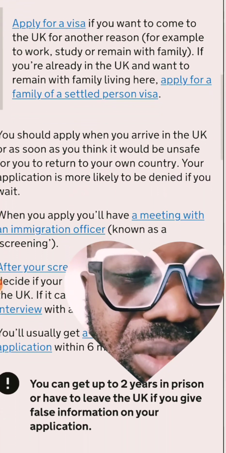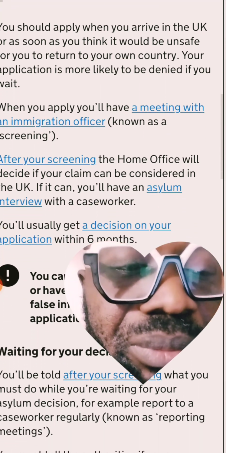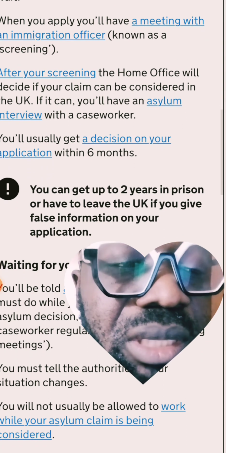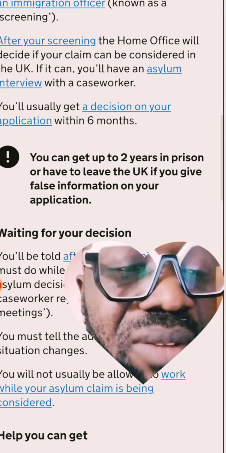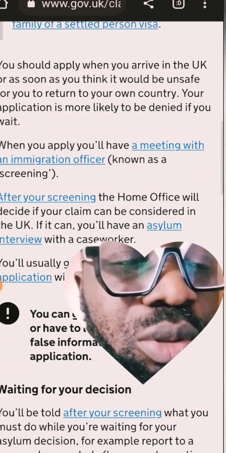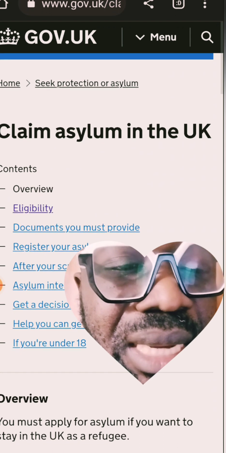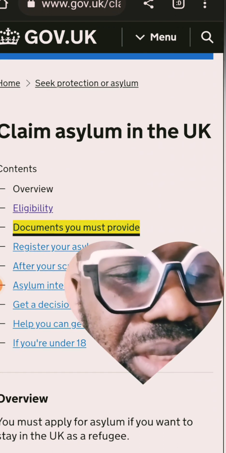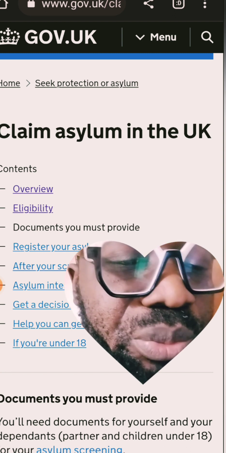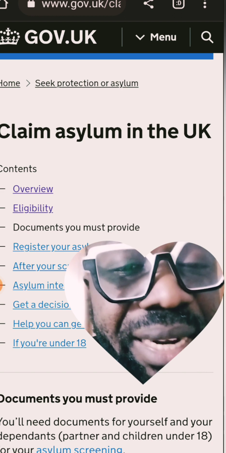But if you're staying with someone else, you need a recent letter, less than 3 months old, from the person you are staying with to confirm you have permission to stay, and documents showing the full name and address of the person you are staying with, like a council tax notice, tenancy agreement, or household bill. So these are the documents you need to provide.